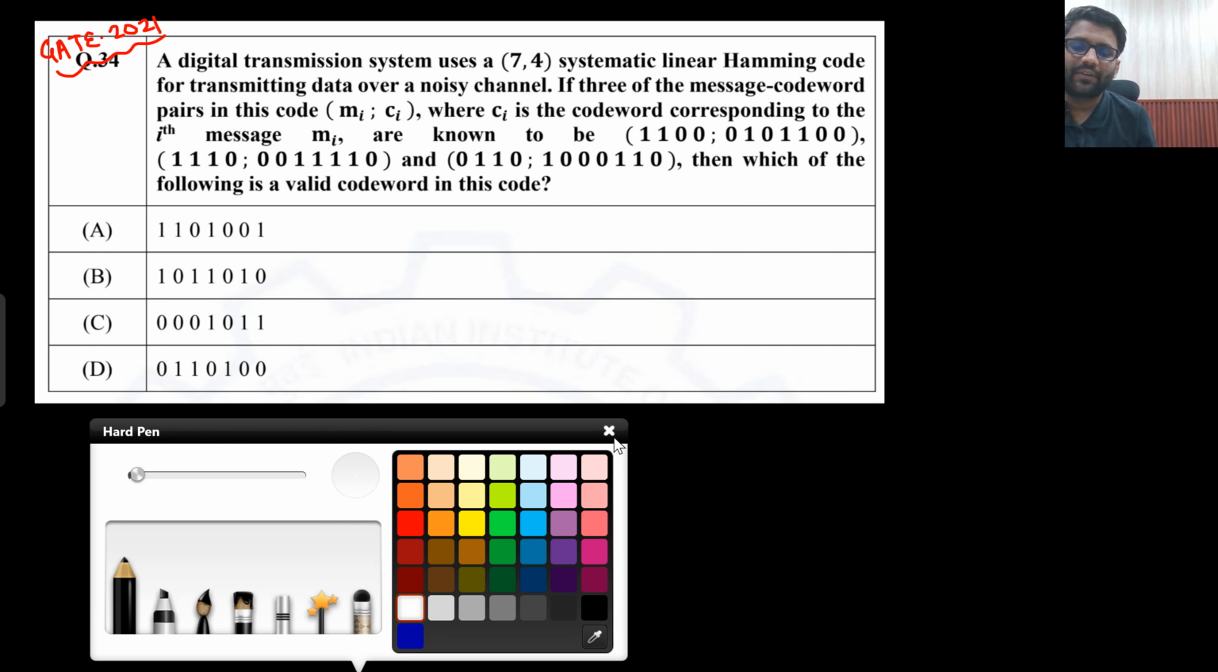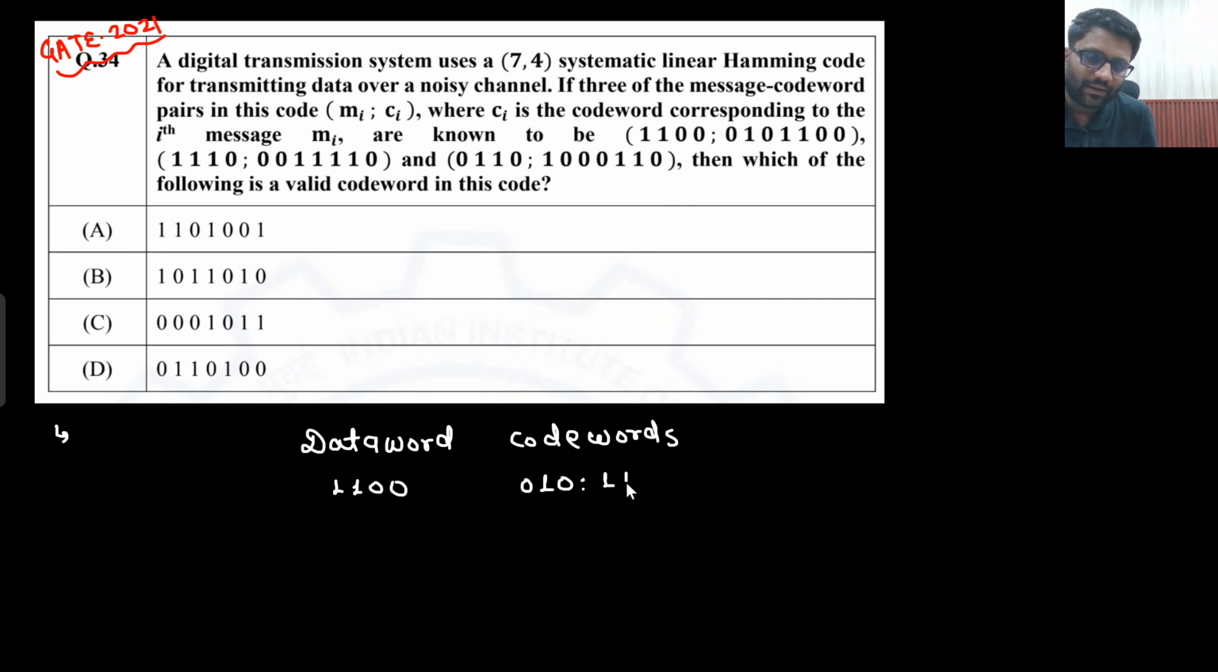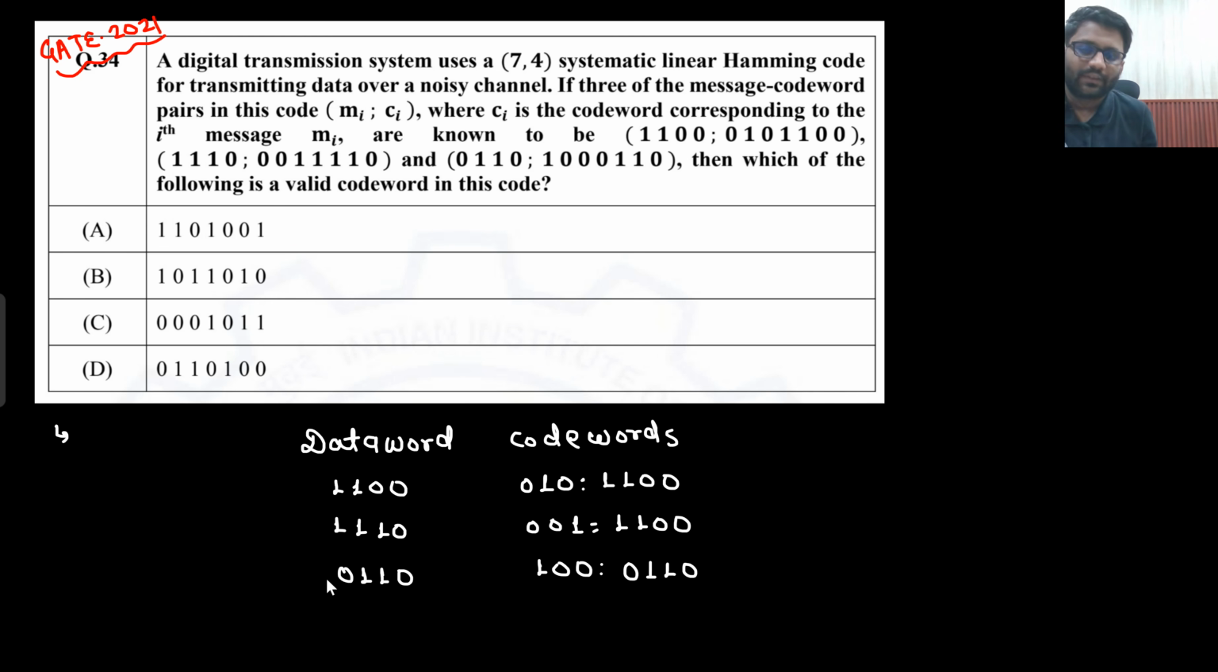So let's get started. They have given a (7,4) systematic linear Hamming code. With respect to the data word, they have defined some code words. If the data word is 1100, then the code word has 010 as the parity bits and 1100 as the data bits. For 1110, 001 is the parity bits and the data word is 1110. And if the data word is 0110, then the parity bits are 100 and the data word is 0110. So this is what they have defined. Now they are asking which of these is a valid code word.